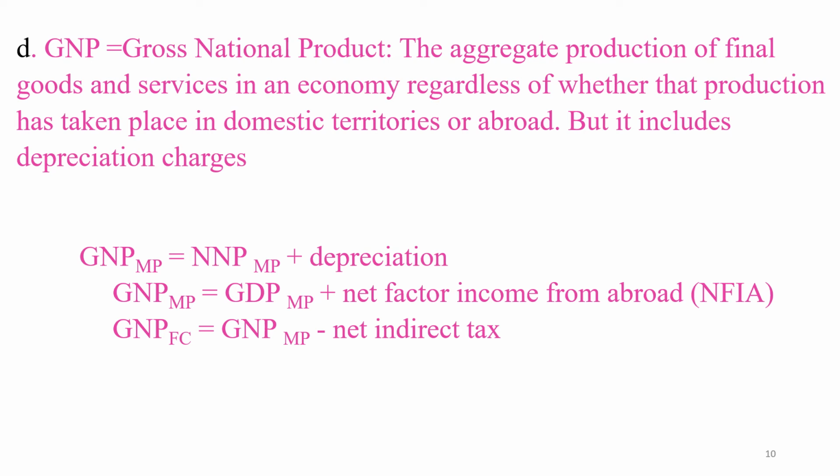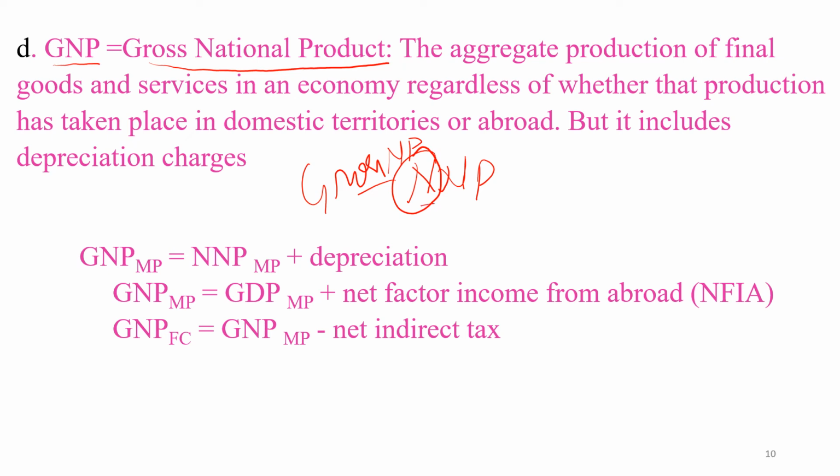The fourth one is gross national product, GNP. See, GNP, you can consider as NNP. Now we have to convert net into gross. To convert to gross national product from net, we have to add the depreciation charges. For that, we are going to write the meaning of NNP. What is the meaning of NNP?